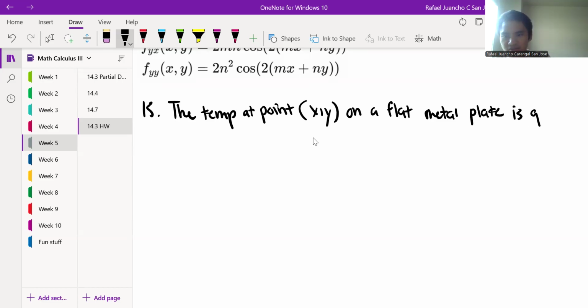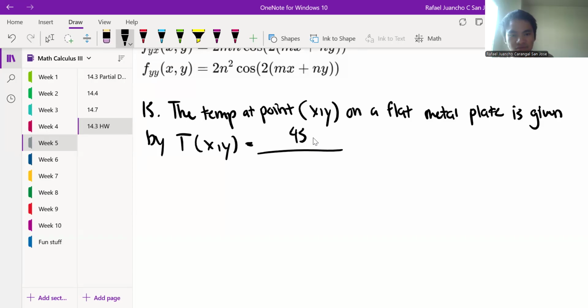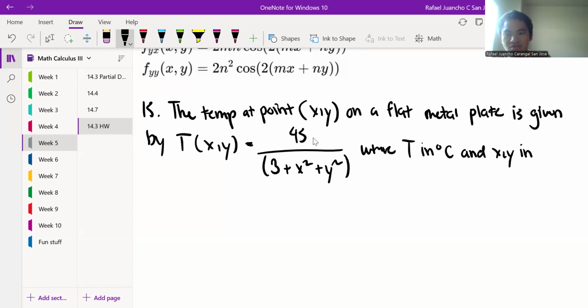and it's given by a function of 2 variables. So T of x, y, and this is equal to 45 over 3 plus x squared y squared. T is measured in Celsius and xy in meters.